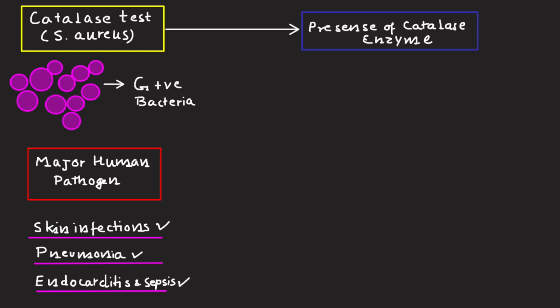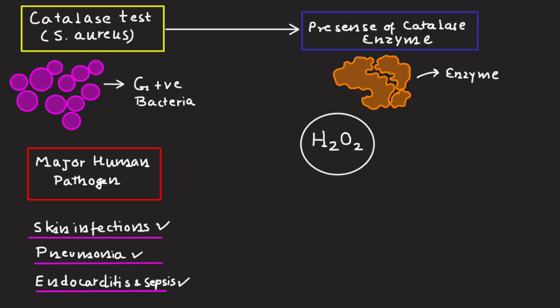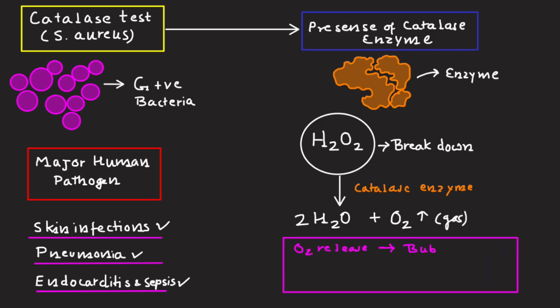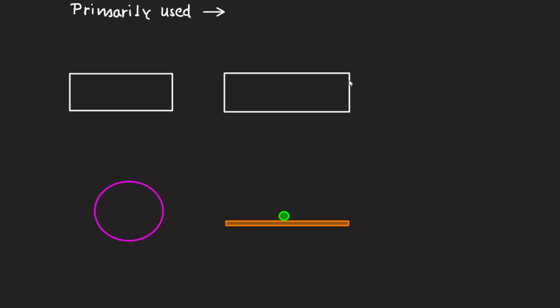The catalase test detects the presence of the catalase enzyme, which breaks down hydrogen peroxide into water and oxygen. Since oxygen gas is released, the presence of bubbles indicates a positive reaction. It's a simple test that can differentiate between Staphylococcus species and Streptococcus species. As I've already explained, this test is primarily used to differentiate catalase-positive Staphylococcus species from catalase-negative Streptococcus species.